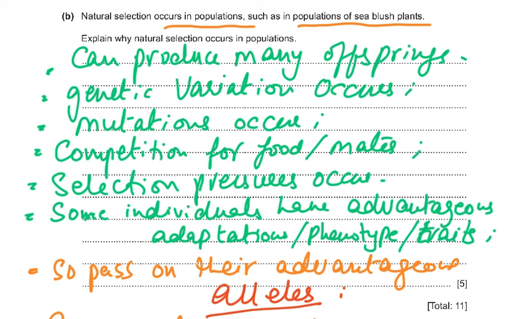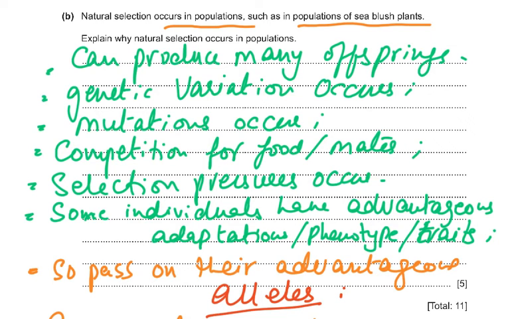Now there are some topics in which you should please memorize these mark schemes, because these come in every paper, and you can easily get your full marks from this. This was 5 marks. It's a very direct question. So natural selection occurs in populations. Why? Because all populations can produce many offspring. Then genetic variation occurs in populations. Then mutations can occur, or you can say sexual reproduction or random fertilization. All those points result in variation.